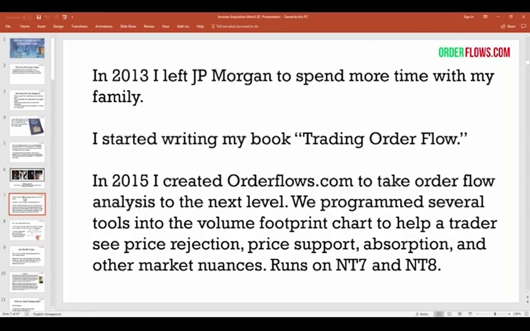So I sat down with the programmer, and I said, hey, I want the software to help me see price rejection, price support, absorption, and other market nuances. Now, these were nuances and things that I would look for in the order flow myself. But if I could have it programmed into the computer to highlight those areas to me, it would take some of the burden of market analysis off me and could help me look at more markets and look at other things happening in the market.